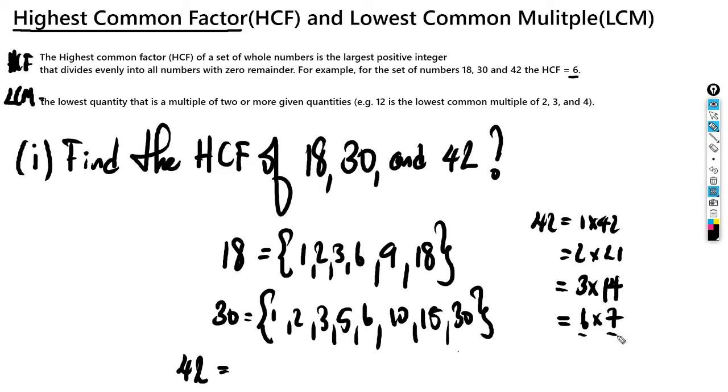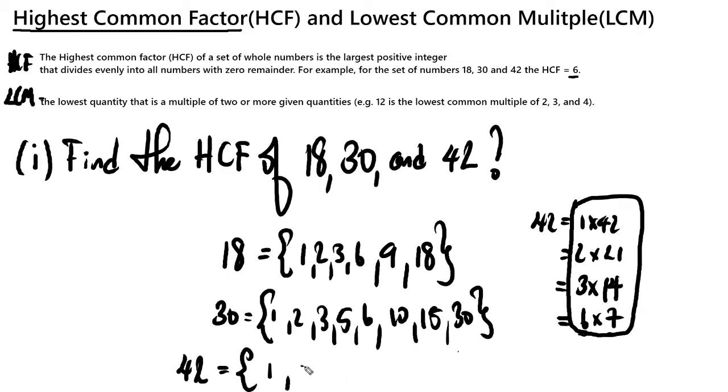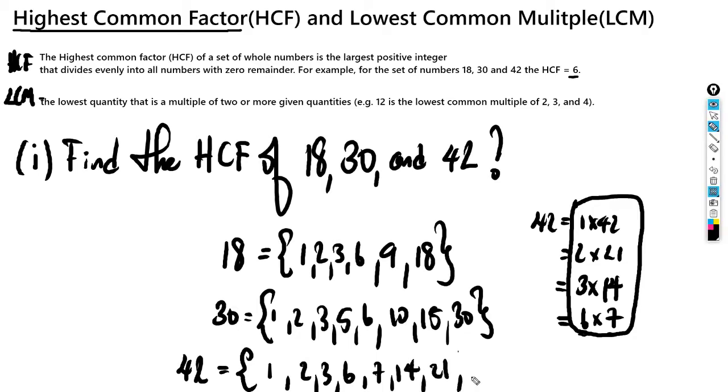Anytime you see these two numbers are the same here, so it's 1, 2, 3, 6, 7, then 14, then you can see that we're done. I don't think there's anything else that can go into 42 without leaving a remainder. So these are the factors. Let's just write them out: 1, 2, 3, 6, 7, 14, 21, and 42.